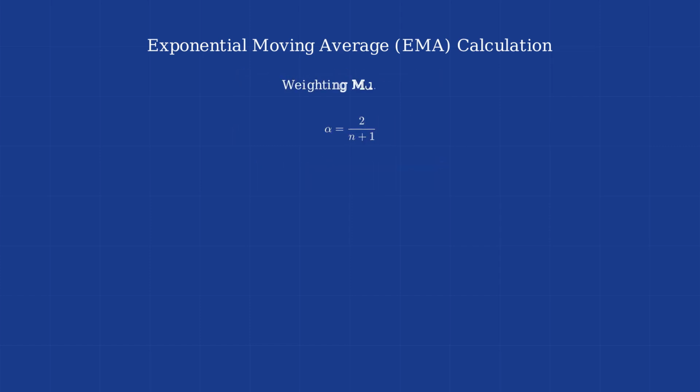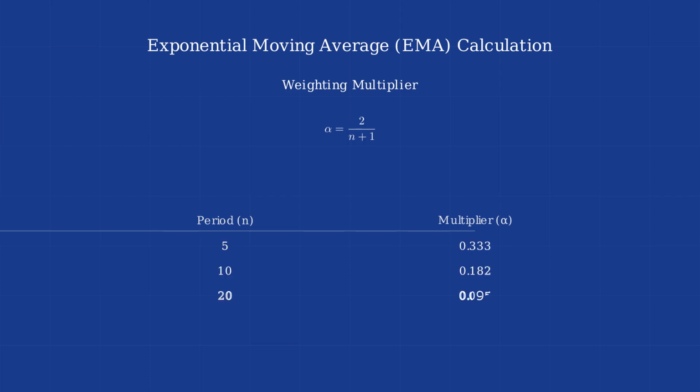The key to the EMA is the weighting multiplier, which determines how much importance is given to recent prices. This multiplier, alpha, equals 2 divided by (n plus 1). For example, a 10-period EMA has a multiplier of 0.182, while a 200-period EMA has a much smaller multiplier of 0.01. The smaller the period, the more weight given to recent prices.